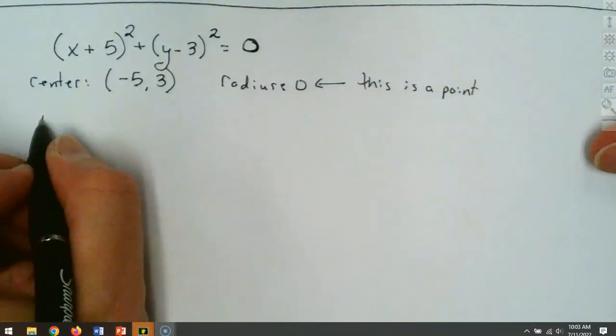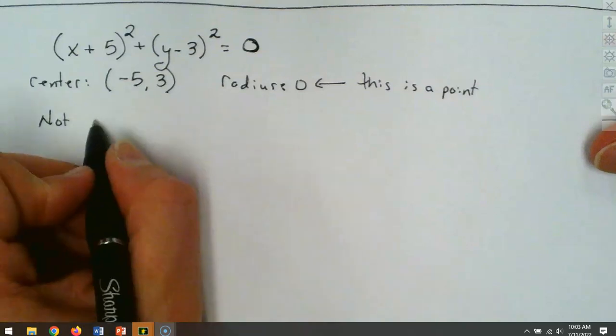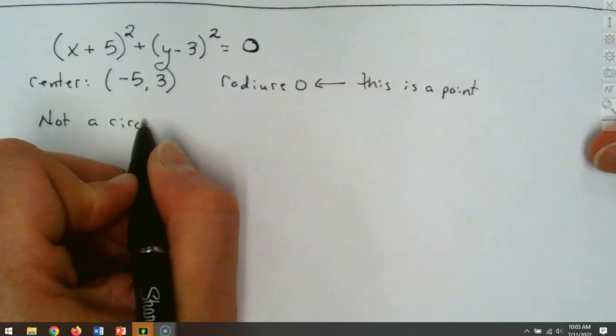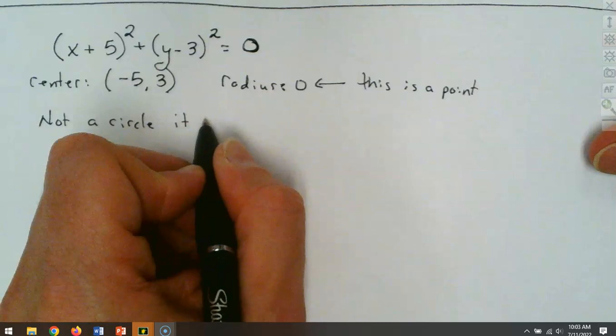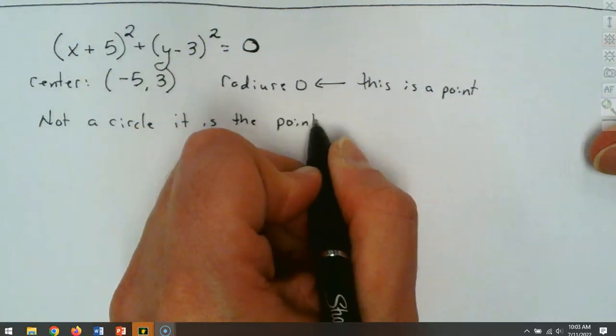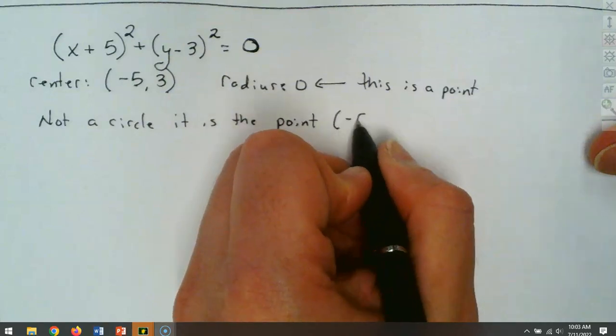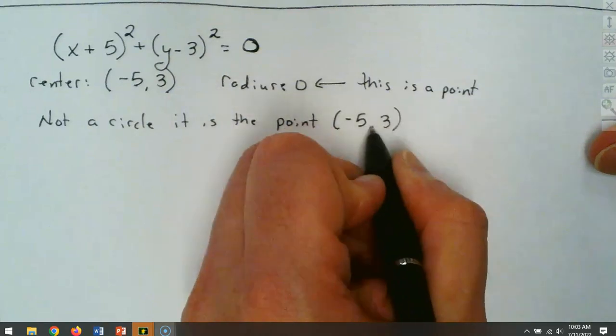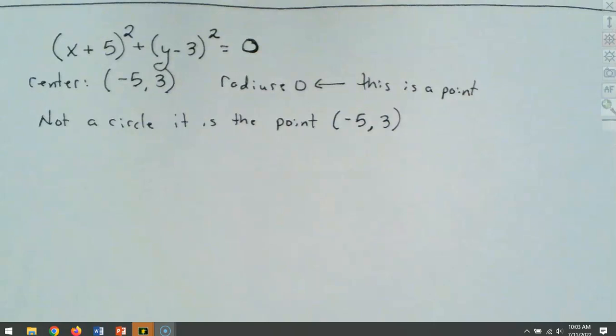So this is not a circle. It is the point -5, 3. Right? So it's no longer a circle, it's a point. And why is it a point? Because your radius is 0. Okay? It has no radius, and so your point is just the center.